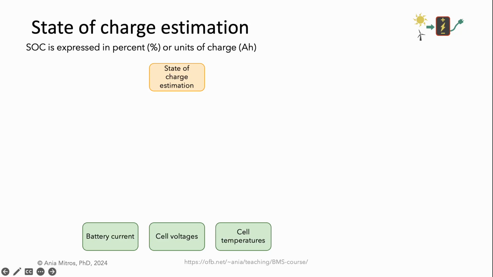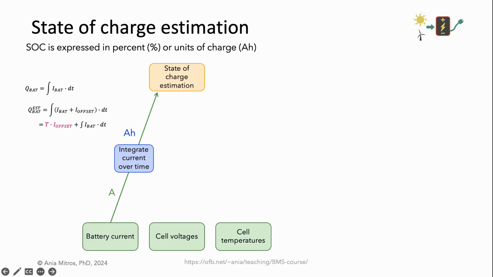Let's take a look at the gist of state of charge estimation. State of charge can be expressed in percent or in units of charge such as amp hours. Conceptually, we have two ways to estimate state of charge. First, we can simply integrate the current. We know how many amps are flowing through our battery current sensor, and we can integrate those amps over time to get amp hours. The trouble with this method is that offset error accumulates without bound. So, we need to supplement current integration with a reset to ground truth, either periodically or continuously.